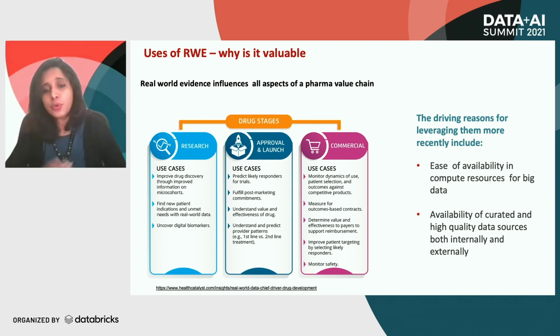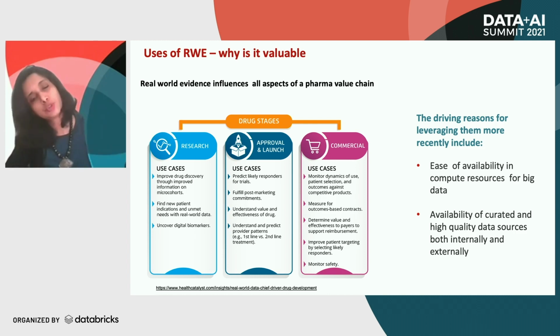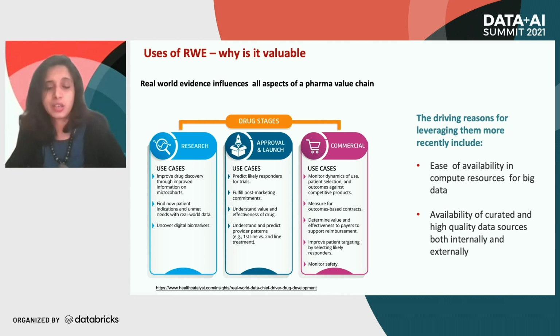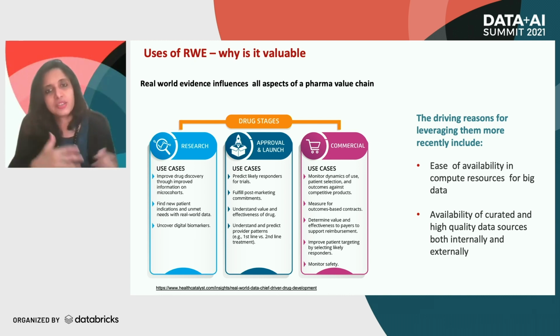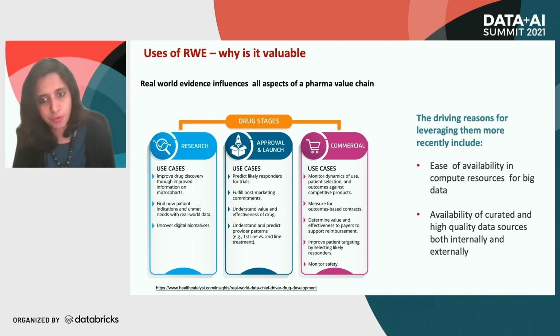Typically, RWE can influence a lot of aspects of the pharmaceutical life cycle. It can go from research to approval of drugs to even helping commercial or perform sales better. It helps, for example, find new indications, what we would call new disease areas that you hadn't thought of, by looking at the nature of the data and doing some machine learning on it. You find hidden trends or patterns that you couldn't discover before.